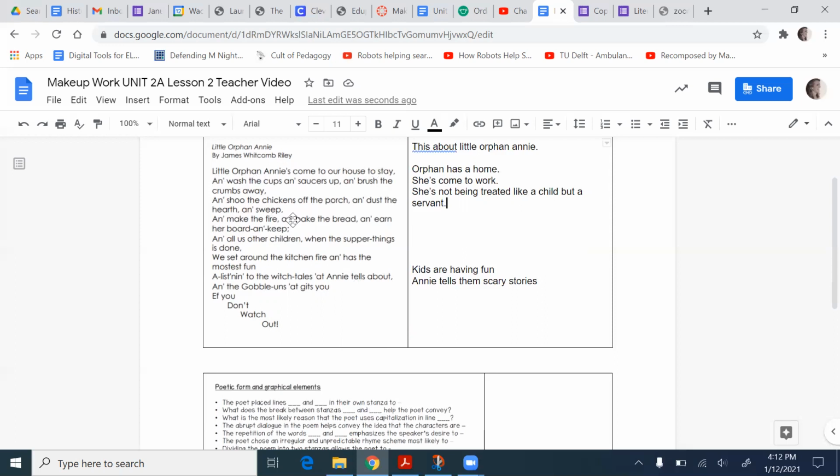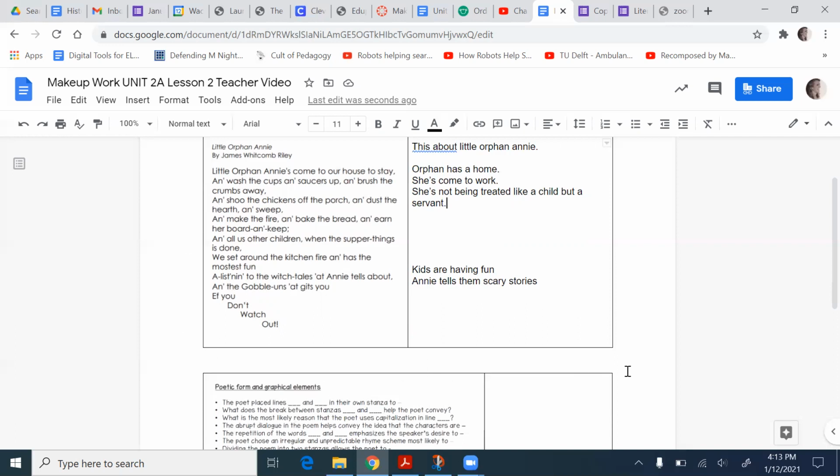What's the most likely reason that the poet uses capitalization in line, whatever? So maybe you have one where there's a word that's not supposed to be capitalized. So look, Annie's capitalized, little orphan Annie's capitalized. This is names and first words of the lines. So those aren't weird, but maybe you have a weird word that shouldn't be capitalized in the middle of the poem. So why are they giving you the capital?